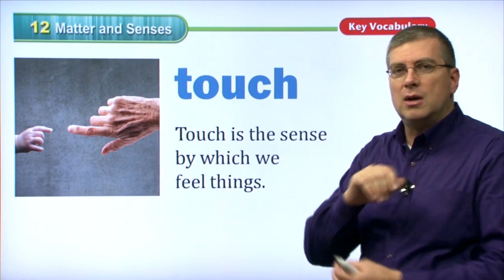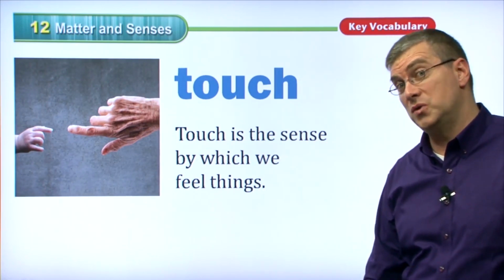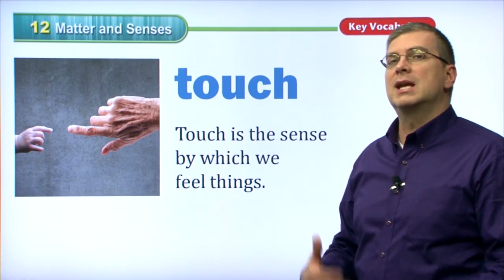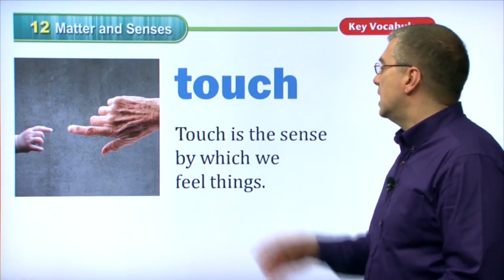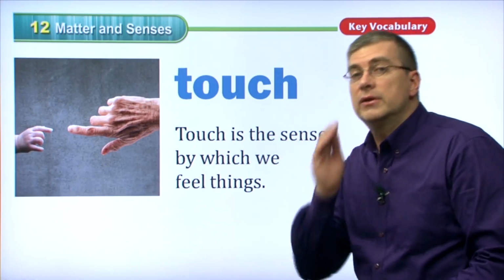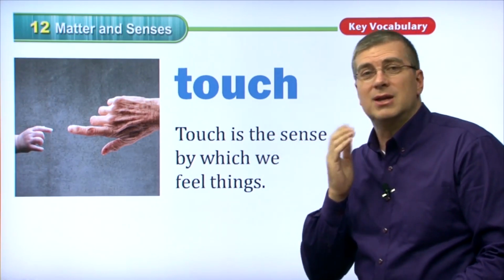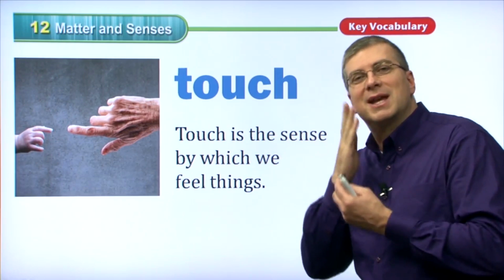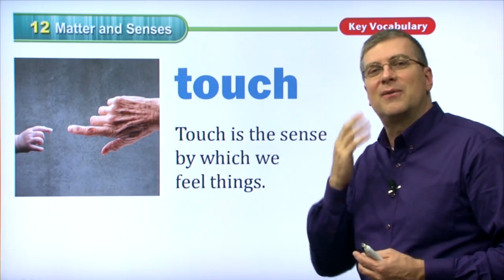But you can use your arms, you can use your legs, you can use your toes. These are all ways that we can use the sense of touch. Touch is the sense by which we feel things. You can feel something with the skin on your face, right? Your dog's fur, right? You rub up against your dog with your face, you feel how soft the fur is.